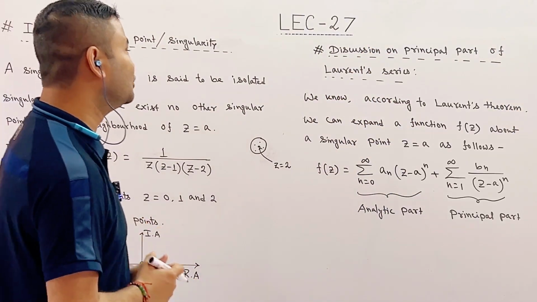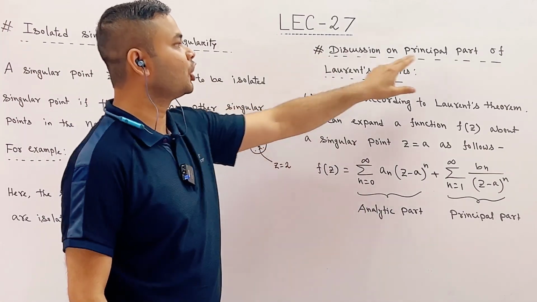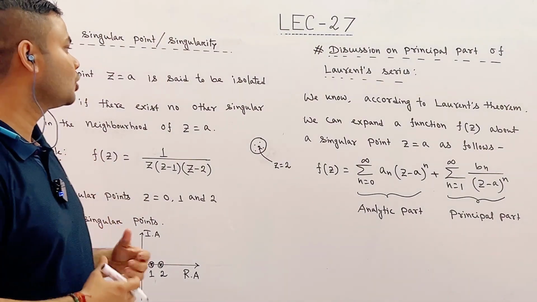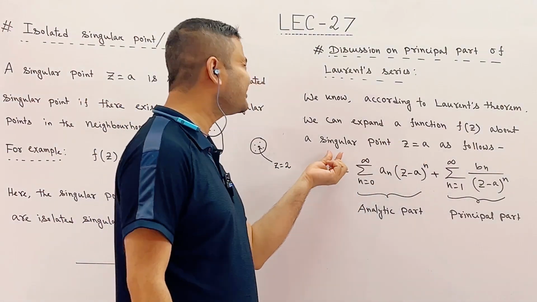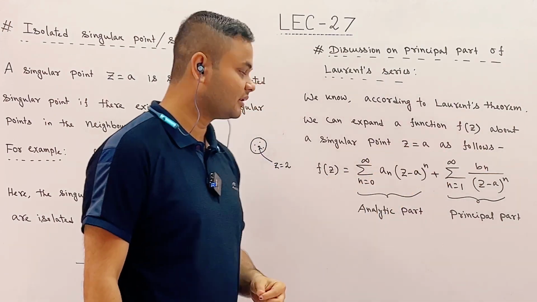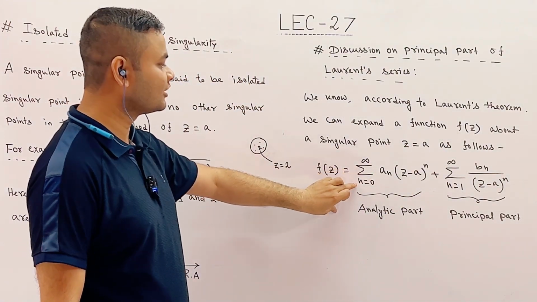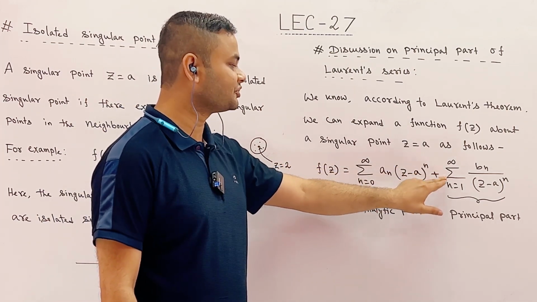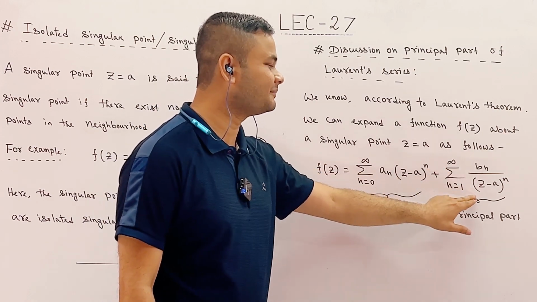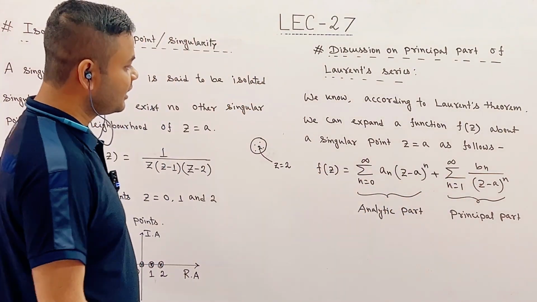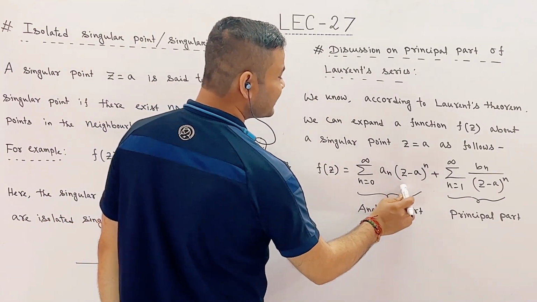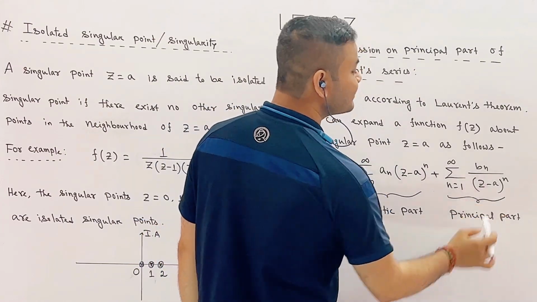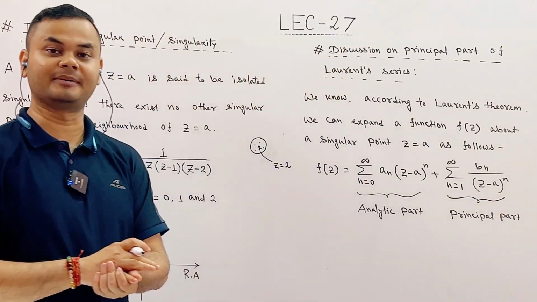Now, let us move to next topic, a brief discussion on the principal part of Laurent series. Students, we know that according to Laurent theorem, we can expand a function f of z about a singular point z equal to a in this way. f of z is equal to summation n goes from 0 to infinity a n into z minus a whole to the power n plus summation n goes from 1 to infinity b n divided by z minus a whole to the power n. The part containing positive powers of z minus a is known as the analytic part, and the part containing negative powers of z minus a is known as the principal part.